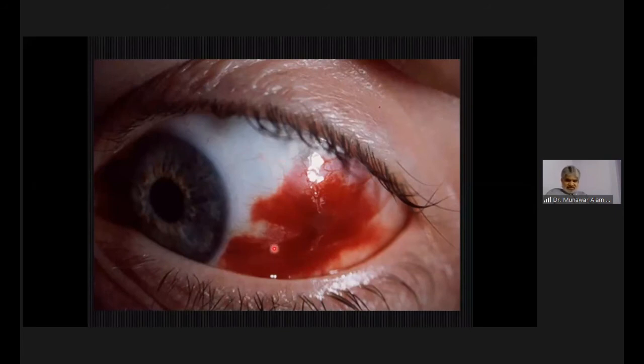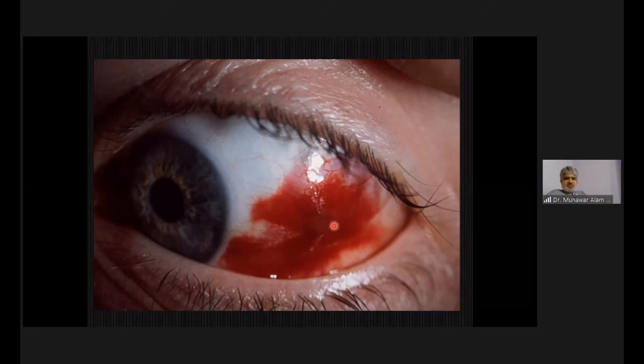And there is a space between this whitish sclera and the conjunctiva. All the blood vessels of the eye run through this space, which we call the subconjunctival space. Sub means under, so subconjunctival space means the space under the conjunctiva.